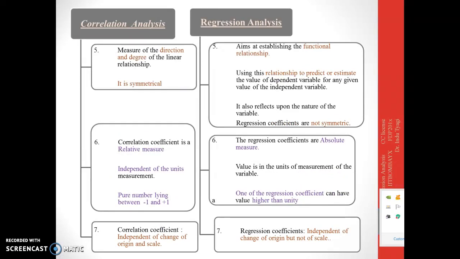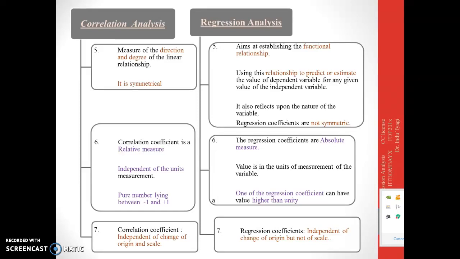There may be nonsense correlation between two variables, which is due to pure chance and has no practical relevance. For example, correlation between rainfall and the intelligence of a group of individuals. There is no such thing as nonsense regression.